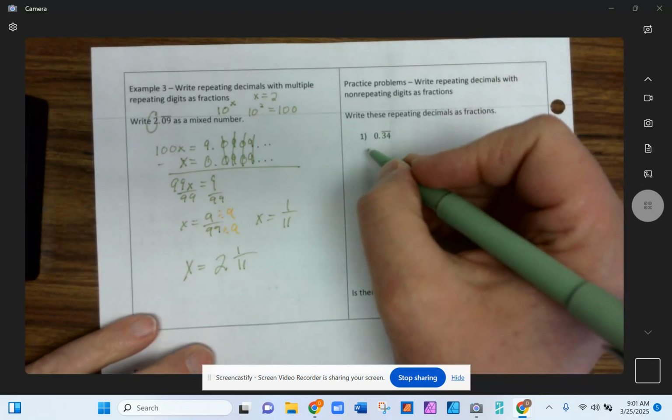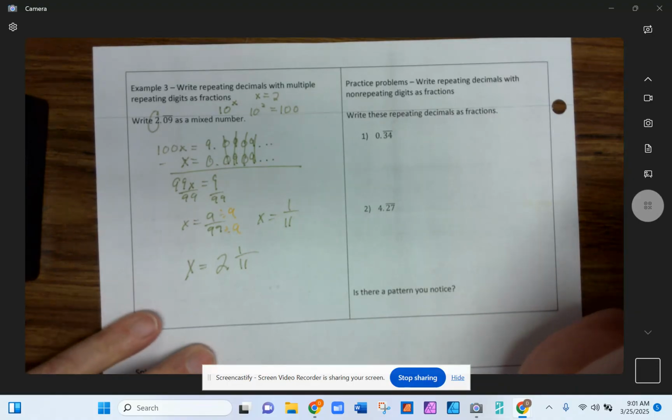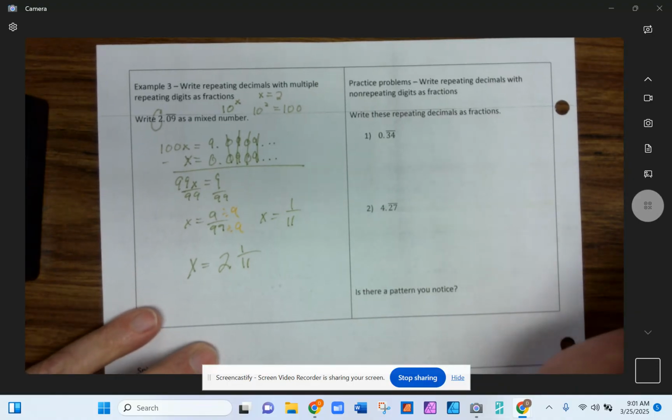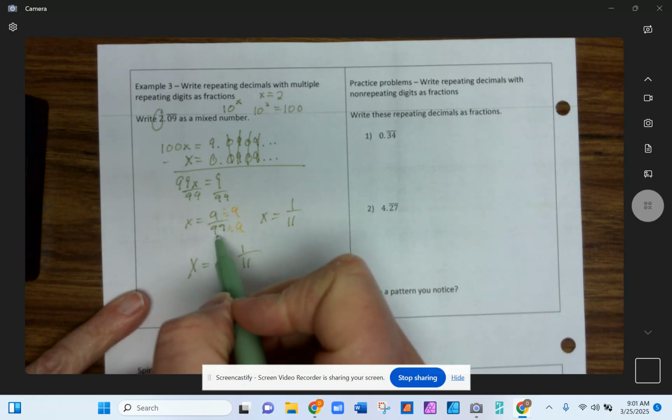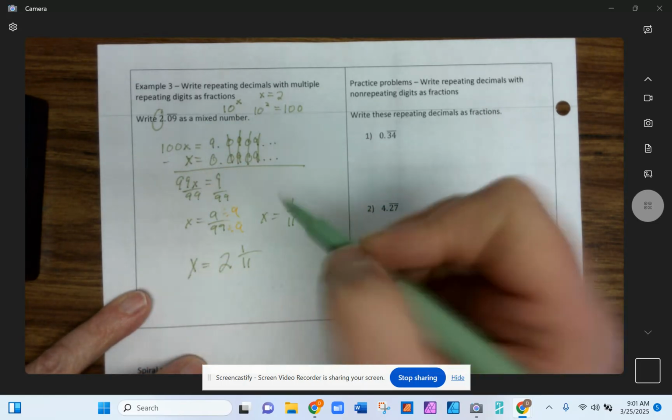So x equals 2 and 1/11, okay? Okay. Similar right here, just a couple practice problems. Hopefully you should already be getting the pattern, right? The idea is that it's going to be over 99 when we have 2 digits, okay?